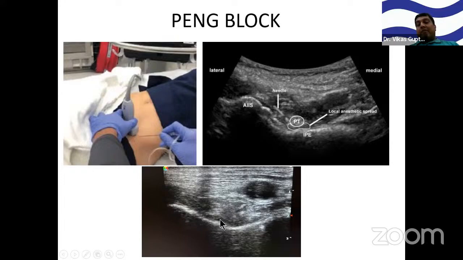So the main advantage of this PENG block is that it is a pure sensory block. It is not a motor block. So the femoral nerve will be spared in that, hugely spared. In an ideal block, we are depositing our drug just lateral to the tendon, so the femoral nerve will not be involved. So it is a good sensory block for all types of femur head or femur capsule surgeries.